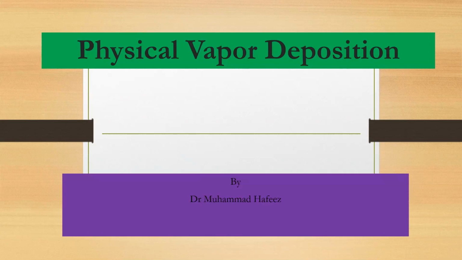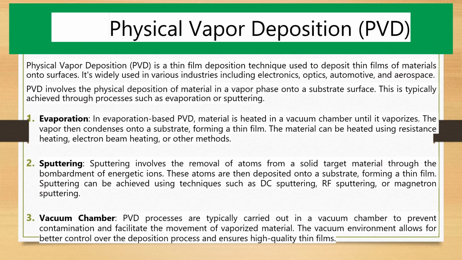Hi everybody, we are going to discuss physical vapor deposition. And the vapors then condense onto a substrate, forming a thin film. So this is the vapors formation process, and then vapors are converted into the thin films.